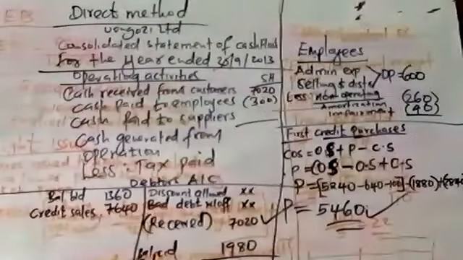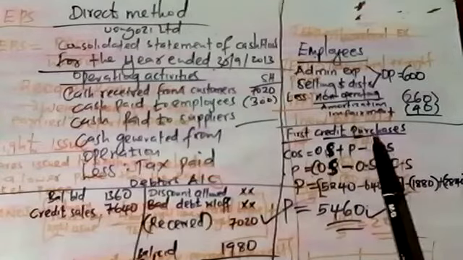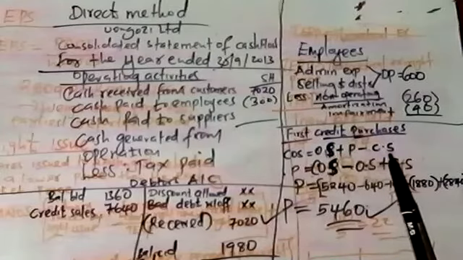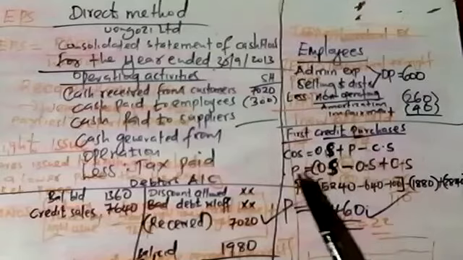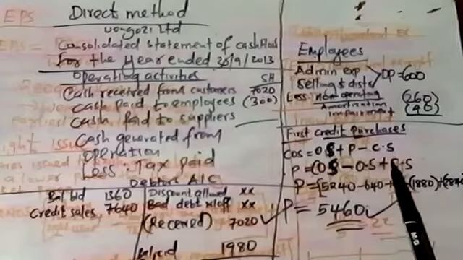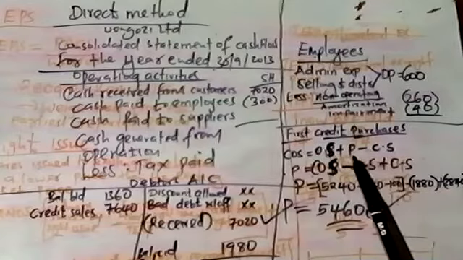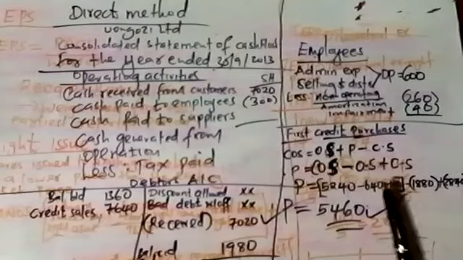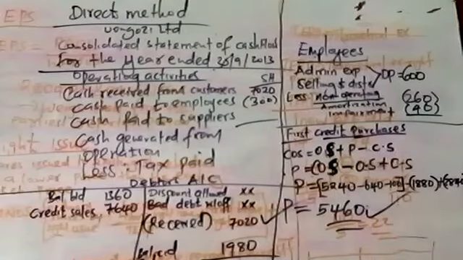Then finally, we were talking about cash paid to suppliers, of which the first thing I said is you determine credit purchases. You know that cost of sales equals opening stock plus purchases minus closing stock. So in order to get purchases, you say purchases equals cost of sales minus opening stock plus closing stock. So we have done that. Under cost of sales, they said according to note 1, depreciation and loss on disposal of a plant was included. After doing the computation, we got 5460.